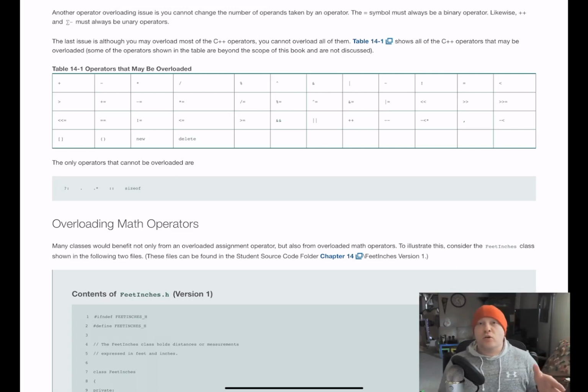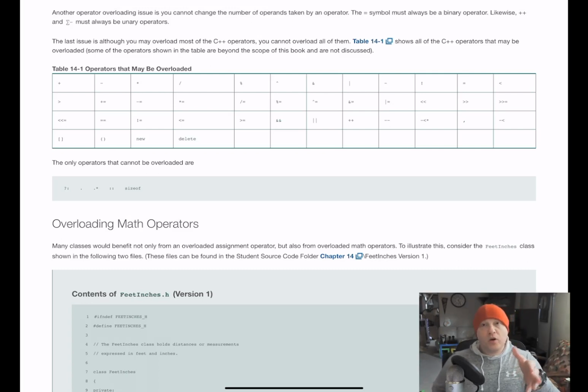Operator: we know what operators we have in C++. This would be things like plus, minus, divide. This would be things like the in operator and the out operator. This would be things like plus equals. This would be things like what it means when we have square brackets for an array. You can see the entire list of operators that you can overload on page 845.